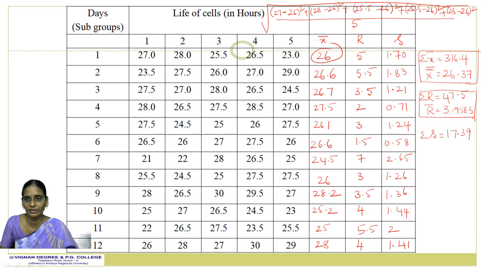In a similar way, we have to find out the average of the sample standard deviation, that is S bar. This is summation S divided by K. That means 17.39 divided by 12, we get 1.45.